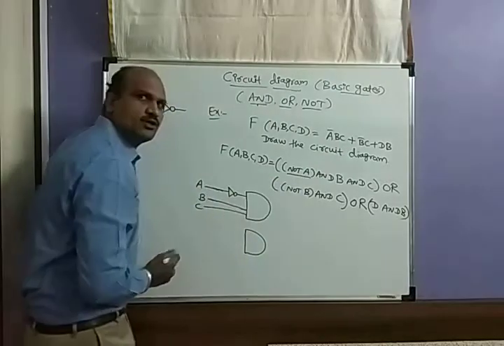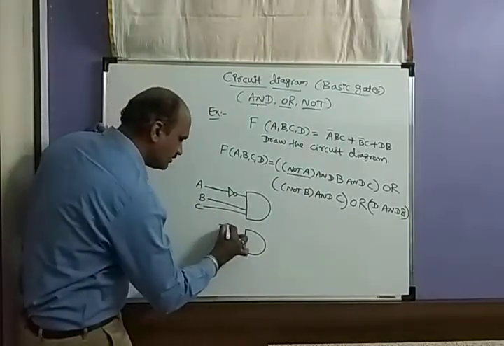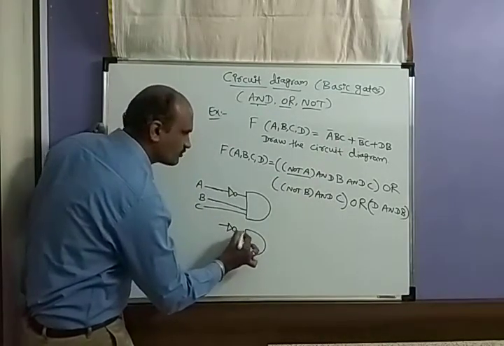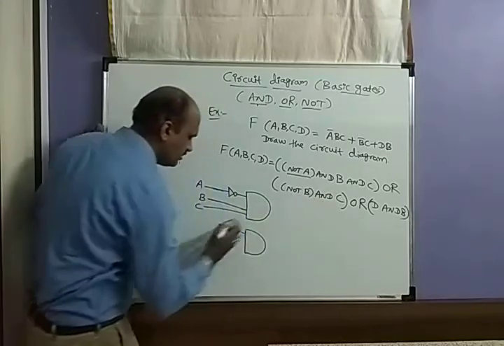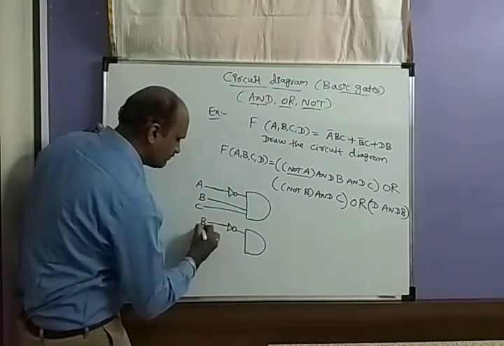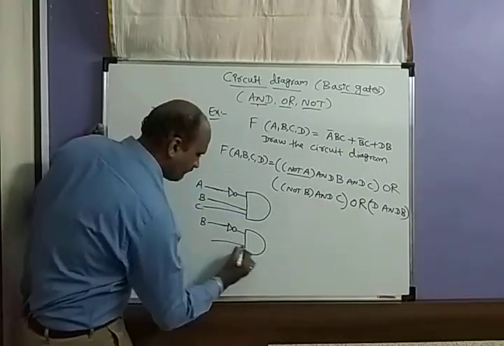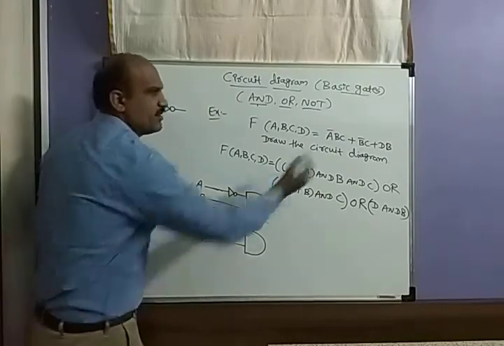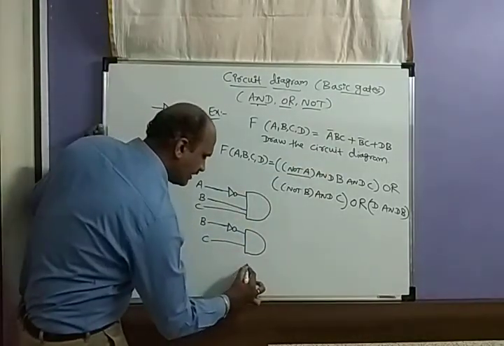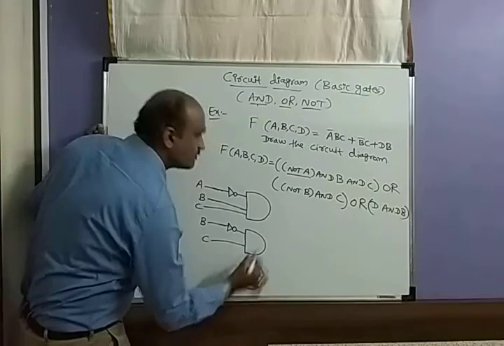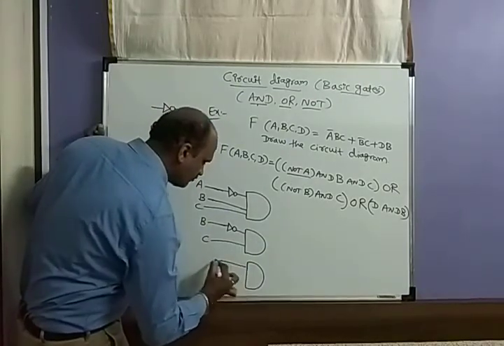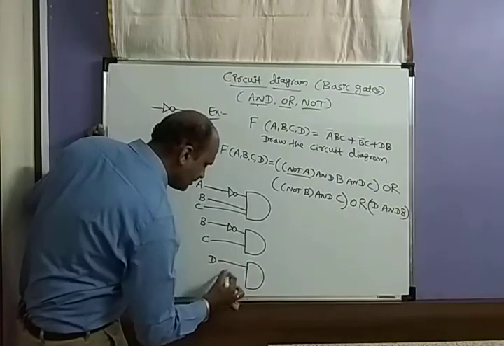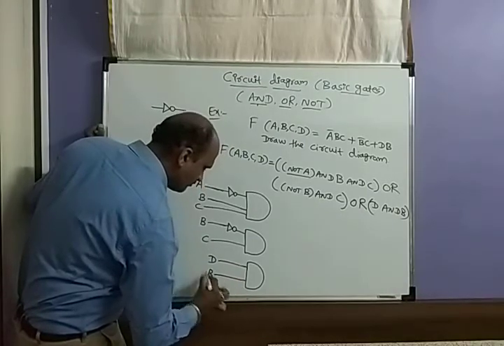So that has only 2 inputs, B bar. Then you have to write the NOT gate. B is also a NOT gate. Then C. Write it as B, then C. Next we have another AND gate, that is D and B. Here there is no NOT gate, just D and B.